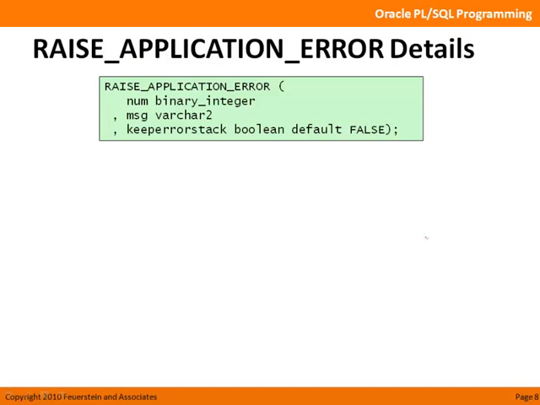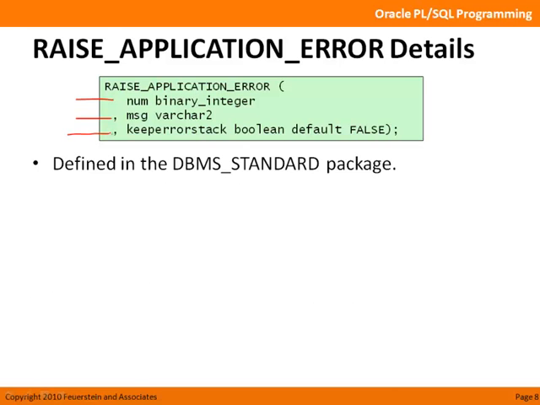Some details on raise application error. In almost every case when using the raise application error built-in, you will have just two arguments, the error code and the error message. It turns out there is a third argument, keep error stack, and the default is false. That determines whether or not you want to keep the entire stack of errors when the error message is displayed.